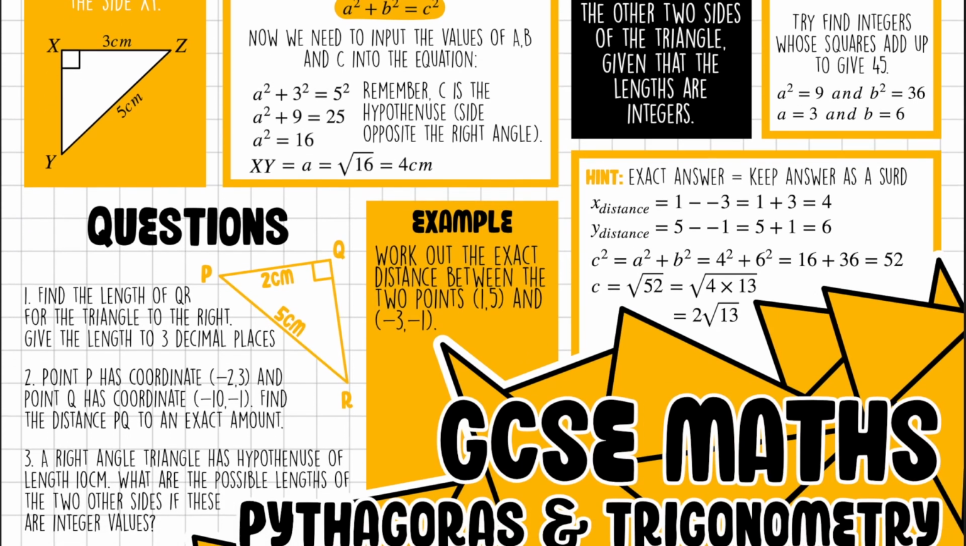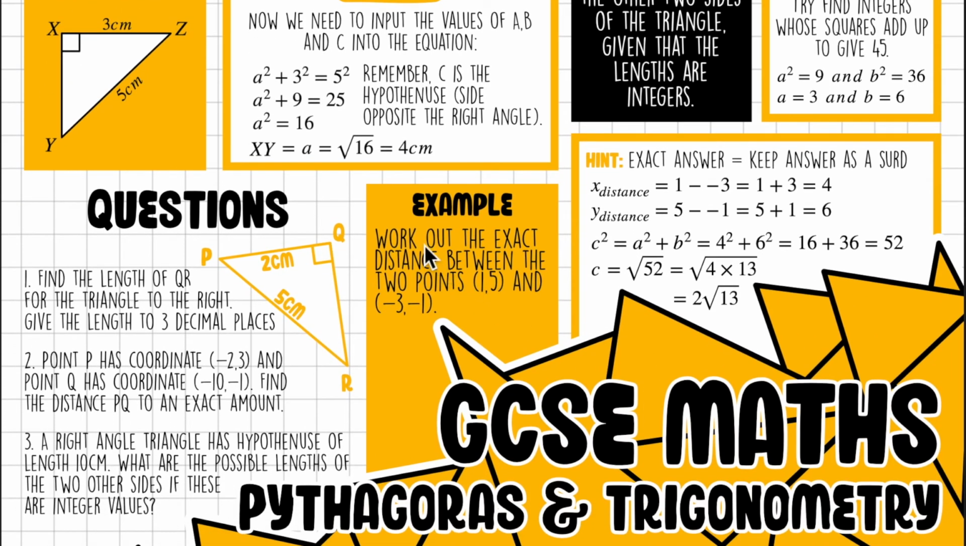And the final example, we have another grid one. Work out the exact distance between the 2 points 1, 5 and -3, -1. Again, like I said, it's probably good to draw a diagram, like sketch these coordinates out on a grid system. I haven't done it here because I don't have that much room. Right, first thing to point out is it says work out the exact distance.